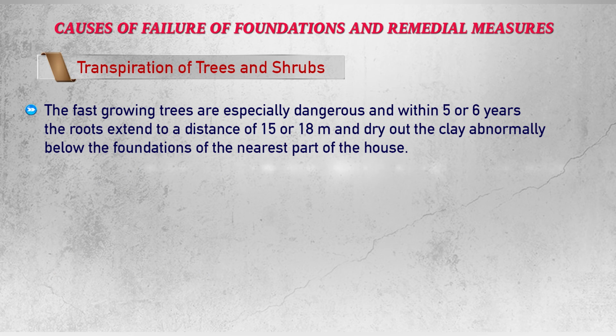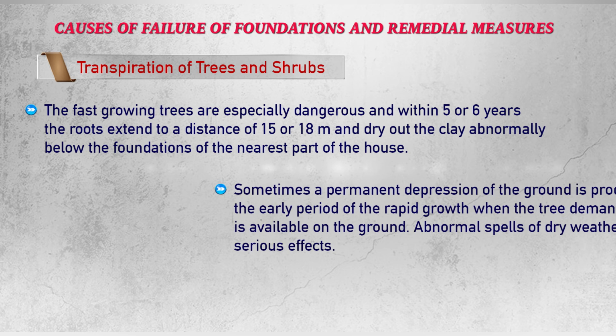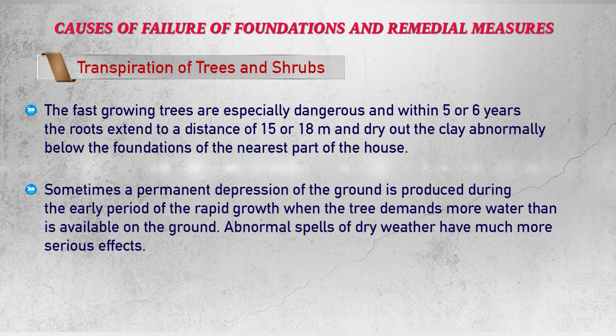The fast growing trees are especially dangerous, and within 5 or 6 years the roots extend to a distance of 15 or 18 meters and dry out the clay abnormally below the foundation of the nearest part of the building. Sometimes a permanent depression of the ground is produced during the early period of the rapid growth when the tree demands more water than is available on the ground. Abnormal spells of dry weather have much more serious effects.